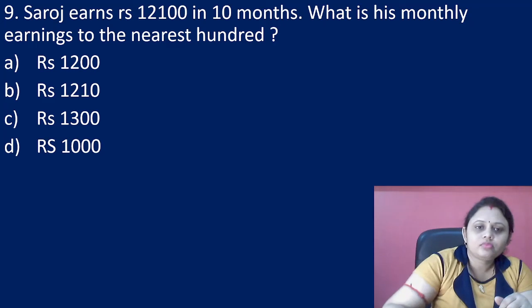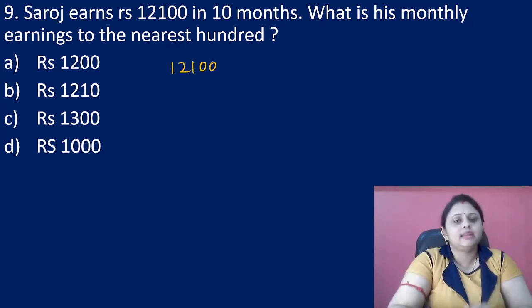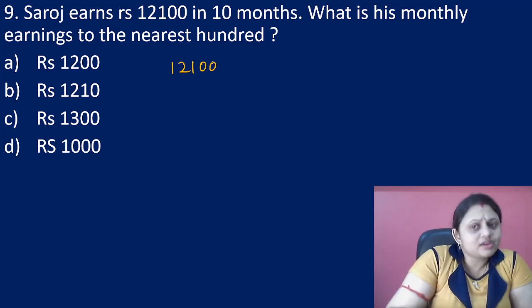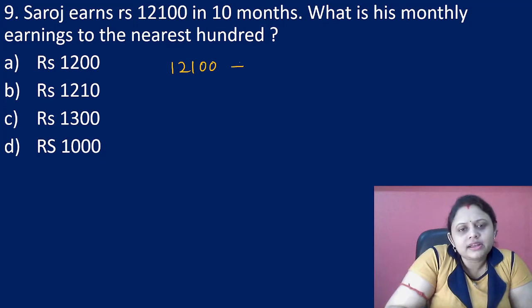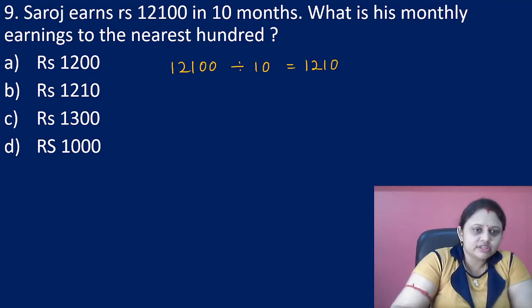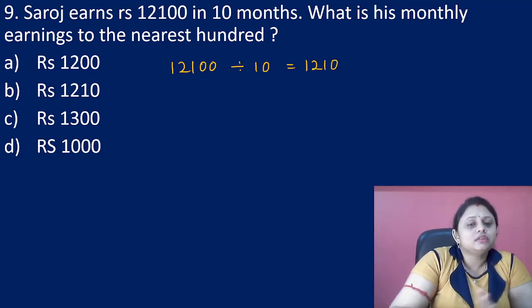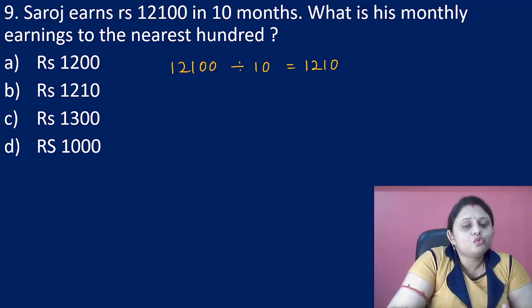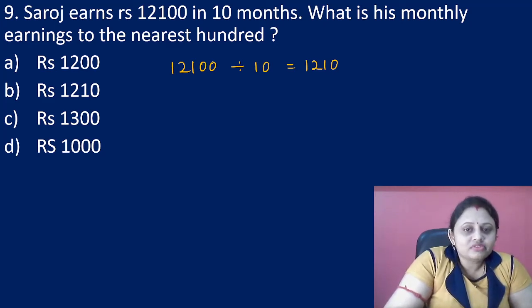Okay, 12,100 in 10 months. So we are asked the monthly earning. How to calculate the monthly earning? 12,100 divided by 10, that is equal to 1,210. So what will be the number when we round this number to the nearest 100?